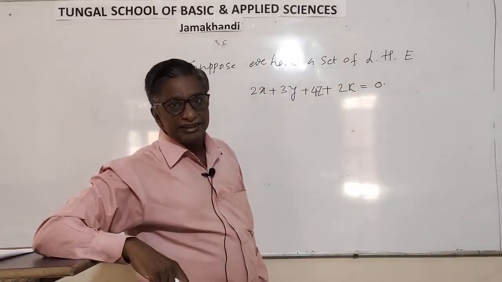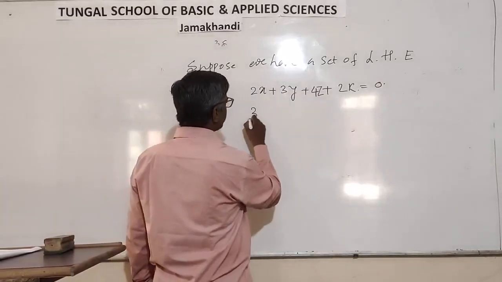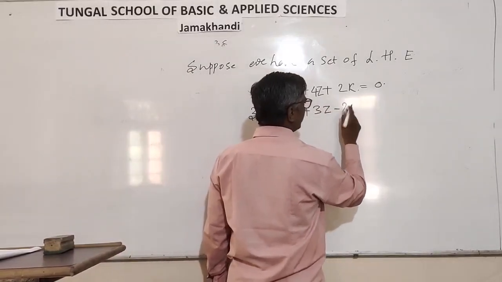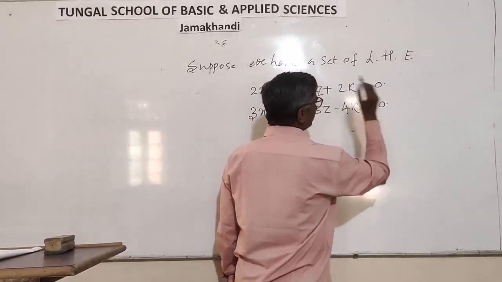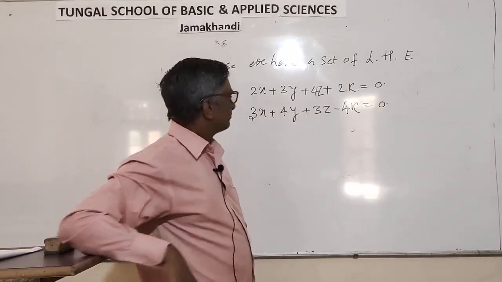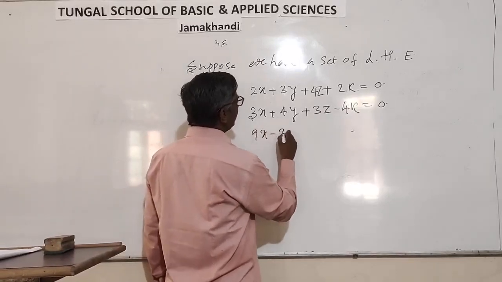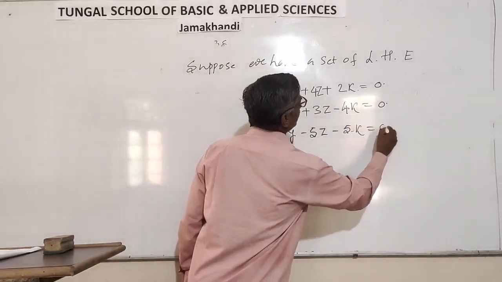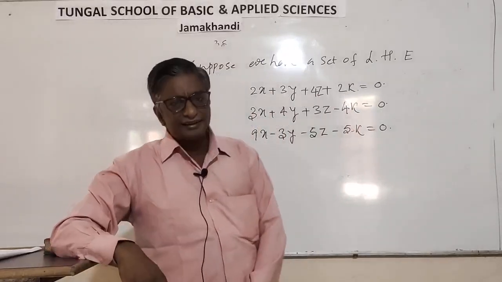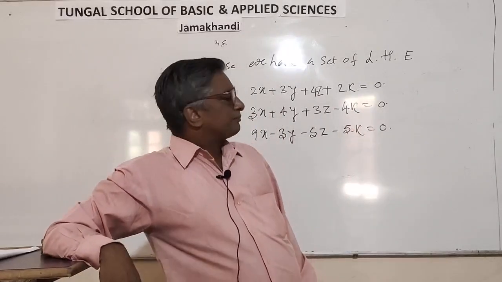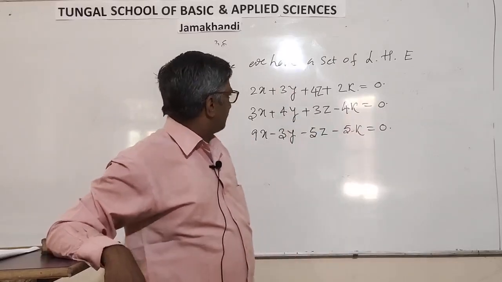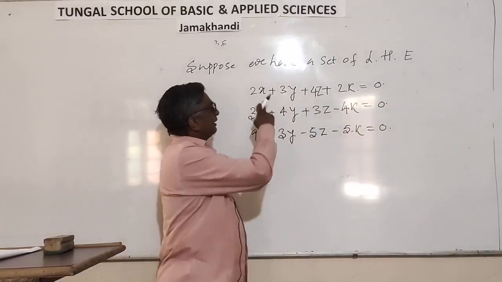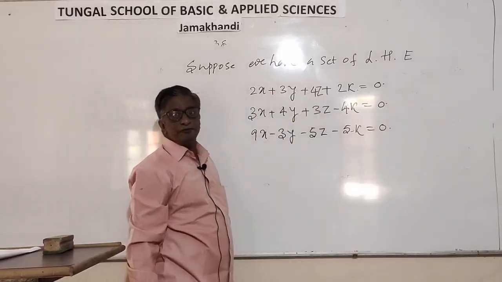This is a homogeneous equation. Similarly, 3x plus 4y plus 3z minus 4k equal to 0, another equation. And 9x minus 3y minus 5z minus 5k equal to 0. These are three linear equations having four different variables, so four different coefficients.